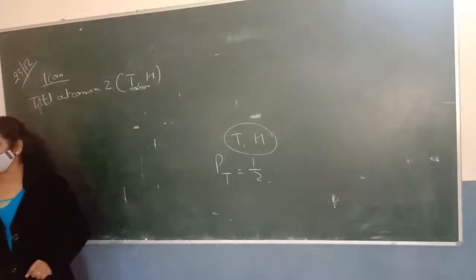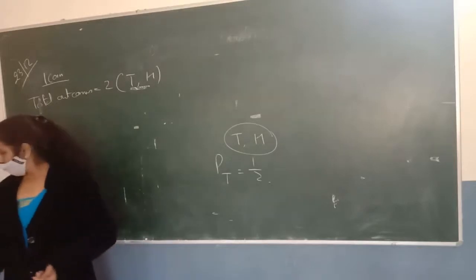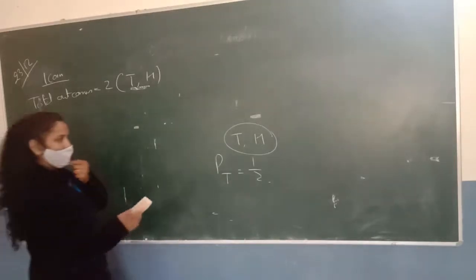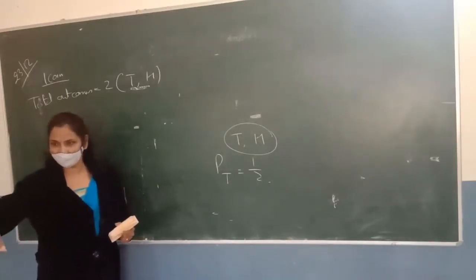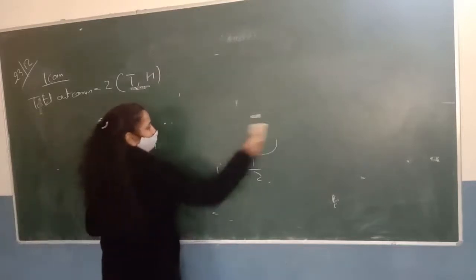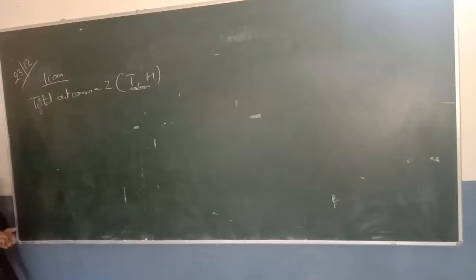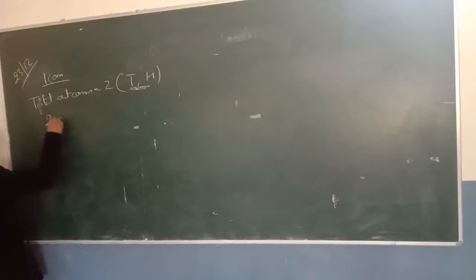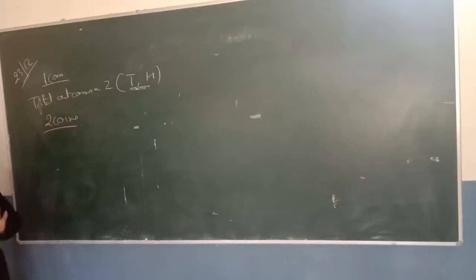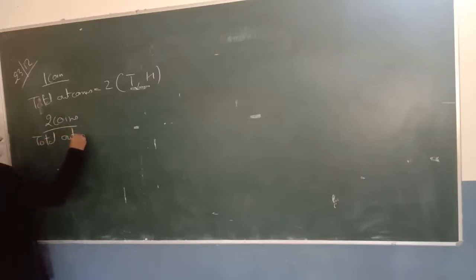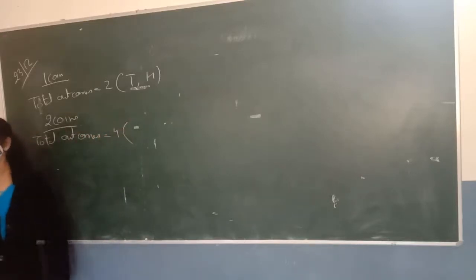And what is the probability of getting the head also? 1/2. So this is fair, right, in the games we use to toss the coin, because the probability of both the events is equal, that is 1/2. So the first one is 1 coin, the second one is 2 coins. What are the total outcomes for the 2 coins? 4 outcomes are there, total outcomes 4, and what are these outcomes?